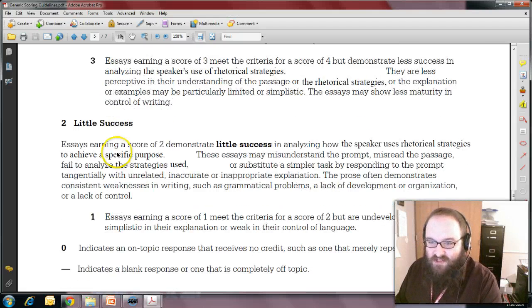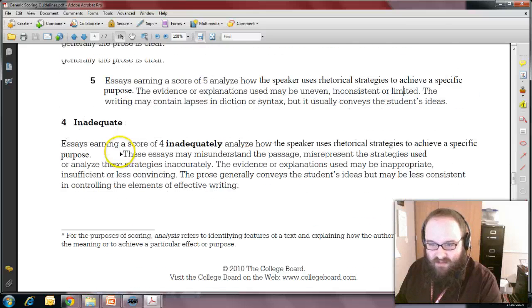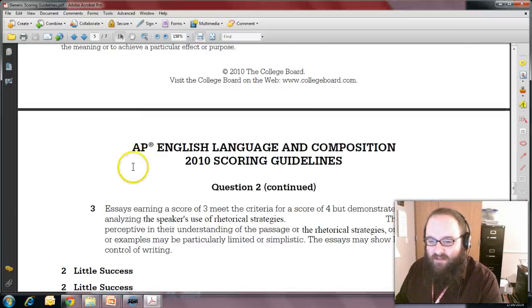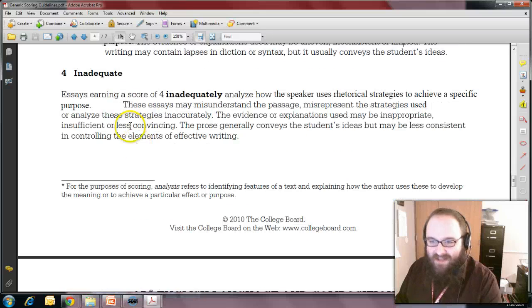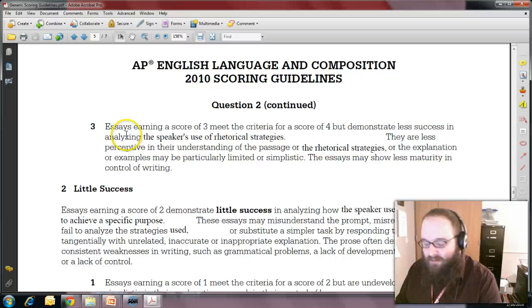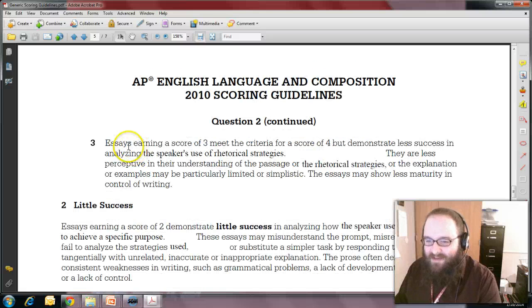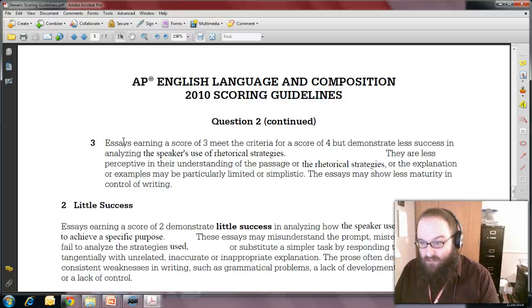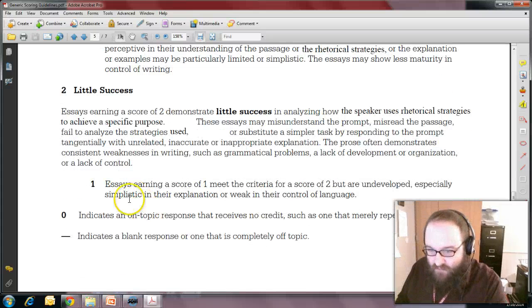A 3 is somewhere between a 2 and a 4. It's really just a bad 4. It's a 4 with pervasive errors, pervasive vagueness, or it's inexplicably short, those sorts of things. So a 3 is like the bare minimum you can get if you still do some level of rhetorical analysis, but it's just really bad rhetorical analysis and it's really short. You'll get a 3.